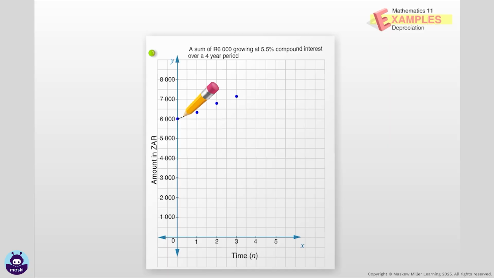Compound depreciation, or depreciation on a reducing balance. Recall the formula for compound growth that we learnt in grade 10. In compound growth, such as in compound interest, the interest rate is applied on the revised value of principal, which is the original amount and the interest on it.